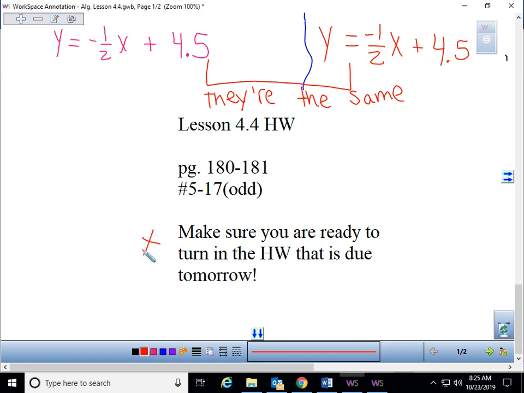I added this note in here. Please make sure you're ready to turn in the homework that's due tomorrow. That's 4.1 and 4.2. Please check your homework checkboard. The rest of the time, start this homework, and I'll see you guys tomorrow.